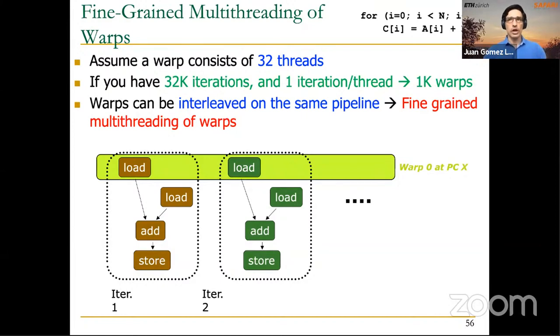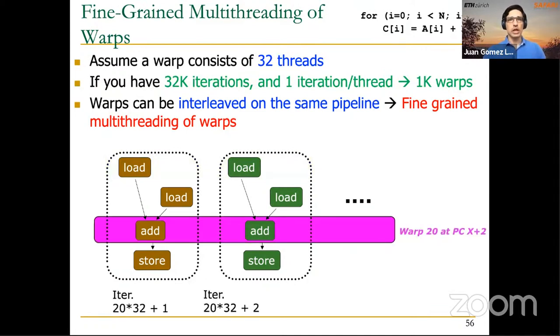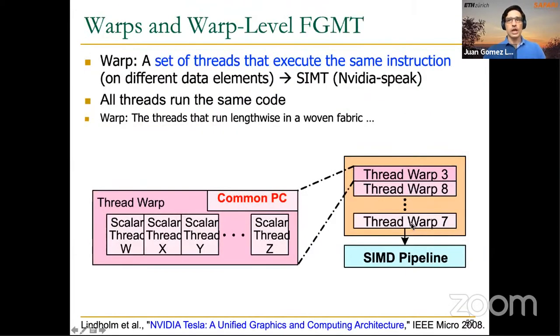And here you have an example. At this time in the execution, we issue this load instruction for warp zero, and then we may issue the same load instruction for warp one, and then maybe this add instruction for a completely different warp, warp 20 in this case. The way that we are able to do this onto the SIMD pipeline is by using a scheduler. This scheduler is responsible for taking each warp and deciding what instruction from which warp is going to run onto the SIMD pipeline at a certain time.